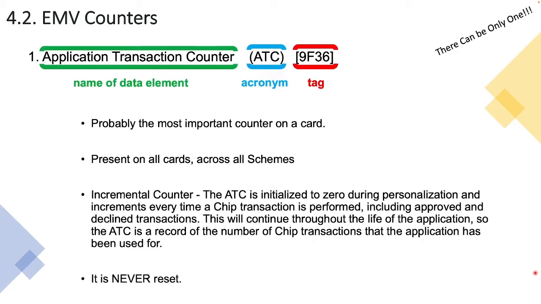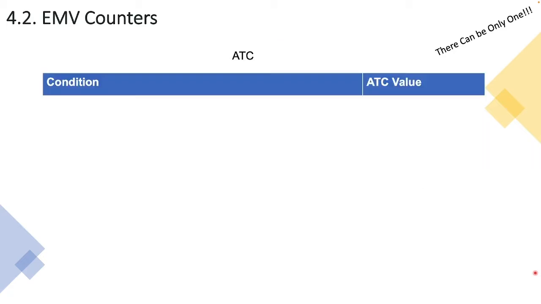The other very important thing to note is that the ATC is never ever reset. If you have an ATC that seems to be reset, then what you're probably dealing with is an attempt at fraud. Okay. So let's break it down so it becomes more understandable.